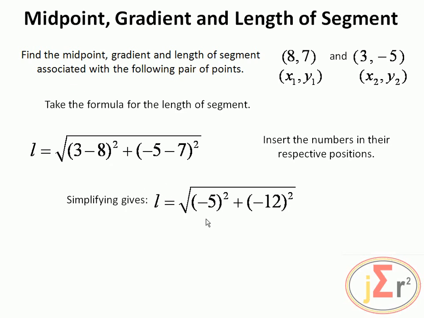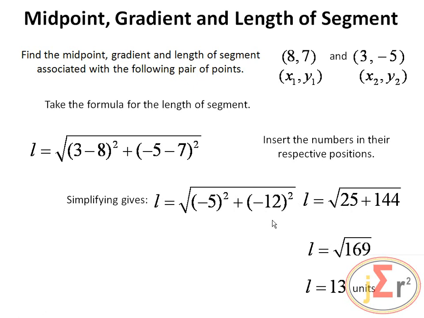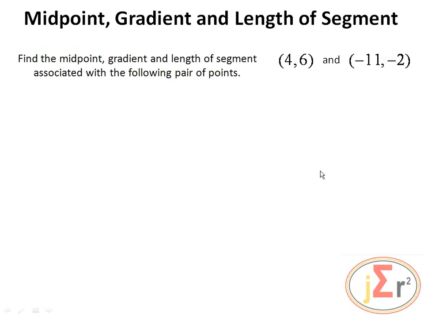Right. So when we square negative 5, we're going to get a positive 25. And when we square negative 12, we are going to get a positive 144. Add these, we get 169. The square root of 169 is 13, and the length of the line is 13 units.